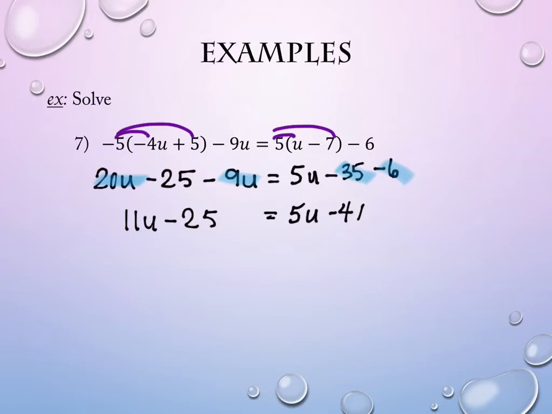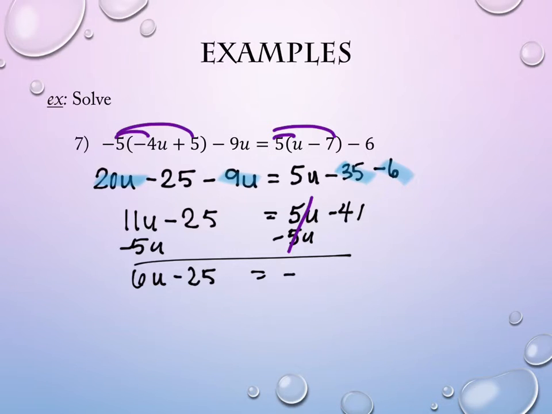A couple of options. What do you want to do next? Subtract the 5u. Okay. So we'll subtract 5u from both sides. So that's 6u minus 25 on the left. These, of course, add to 0 here. And then I have the negative 41. Now what? Add 25. I agree.